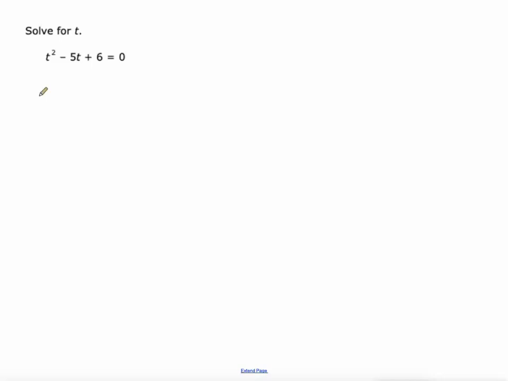All right, this one is a little bit different because now we've got the c value, we call it, out here. So we're going to factor this. But since the lead coefficient is 1, we can look for factors of 6 that add up to negative 5. So how about t minus 2 times t minus 3. There's an equivalent equation. Negative 2 times negative 3 is 6. Negative 2 plus negative 3 is negative 5.